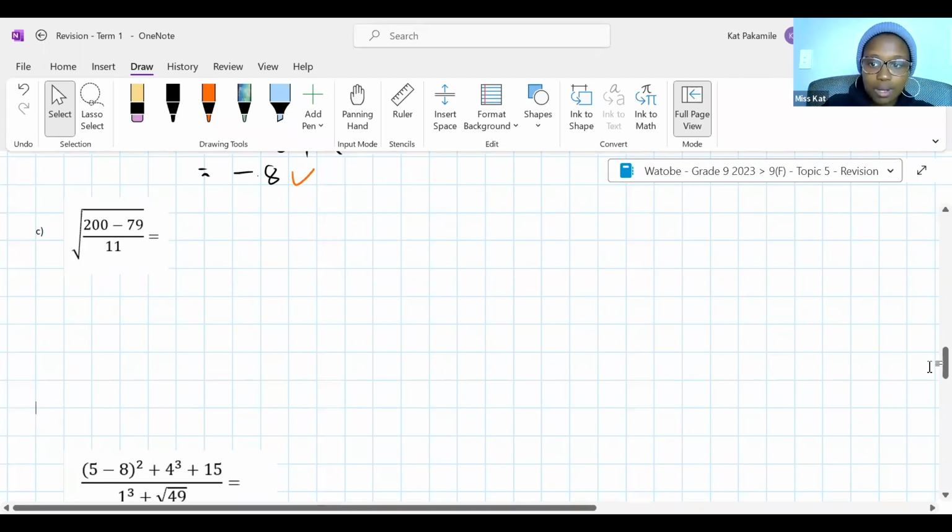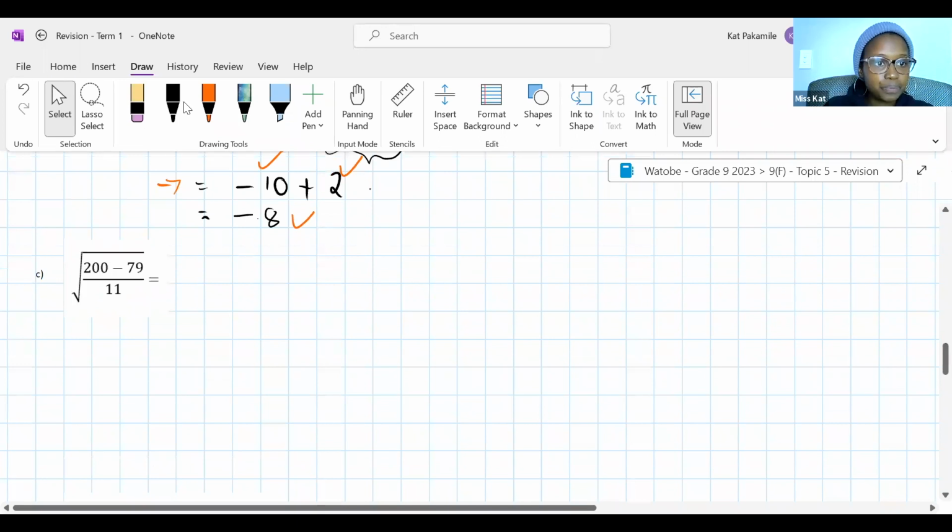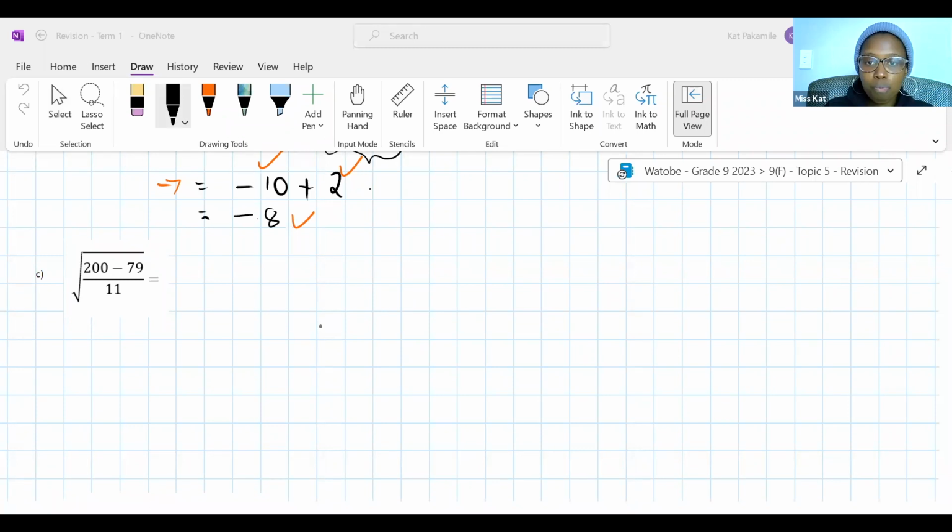Okay, let's talk about C. What's happening there by C? If you were in a test, how would you tackle this? How would we tackle this if we were in a test? It went quite very quickly.